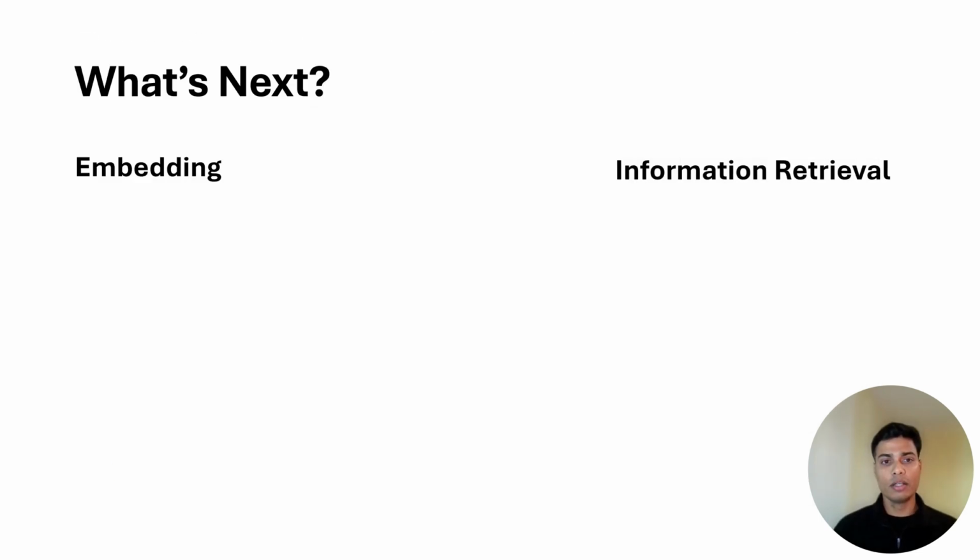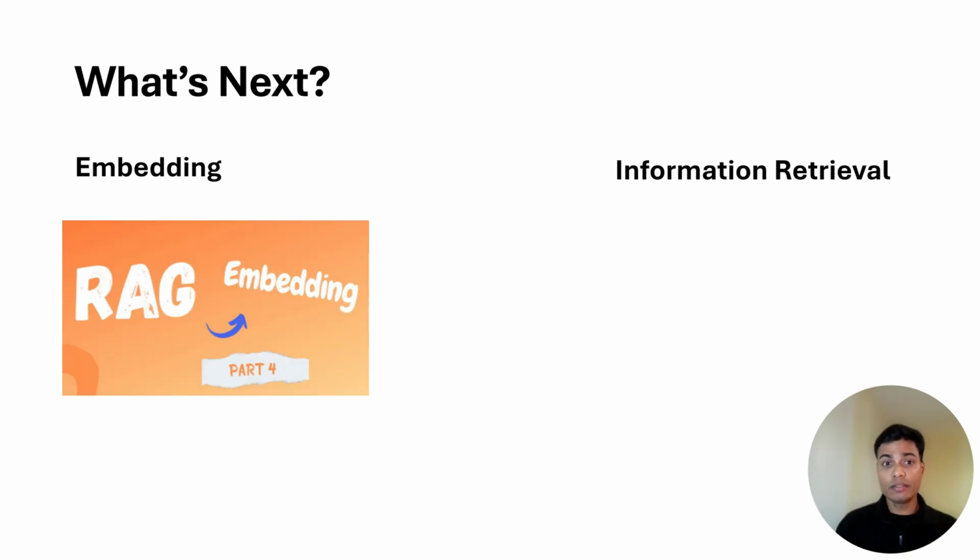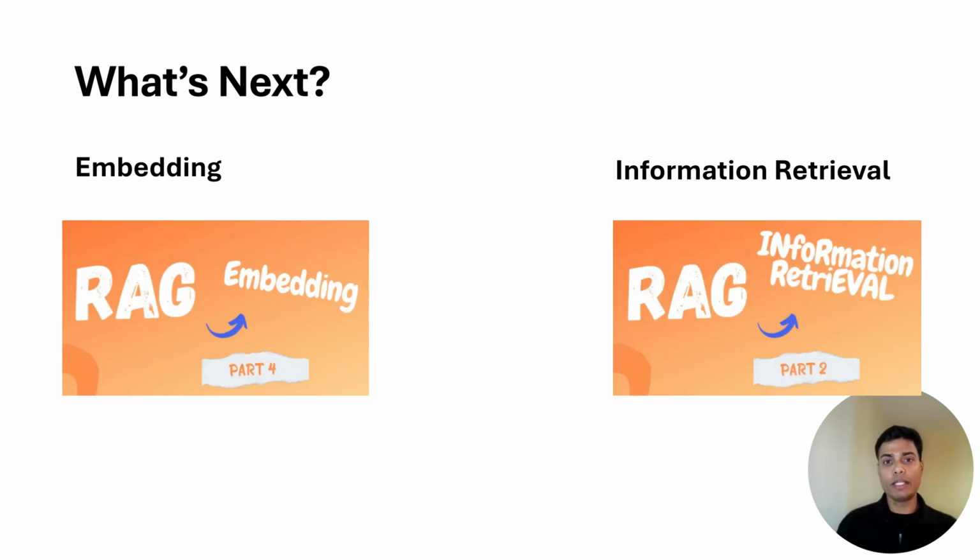So what next? Looking ahead, we can explore number one, embedding enhancements. Number two, advanced information retrieval techniques. In conclusion, RAG enhances the capabilities of LLMs by integrating an external knowledge base, enabling more accurate and up-to-date responses. We have walked through the code implementation to load models, prepare documents, retrieve relevant information, and generate responses.